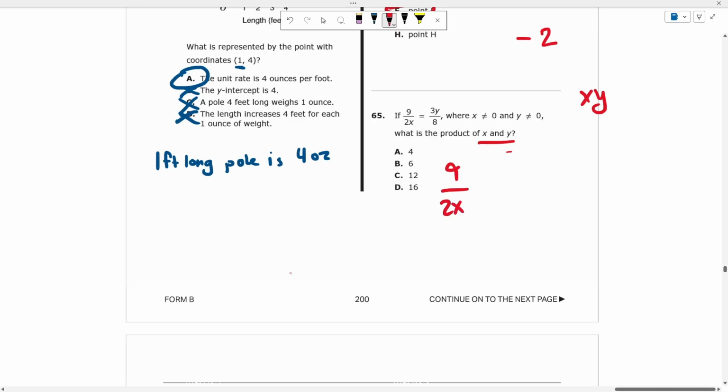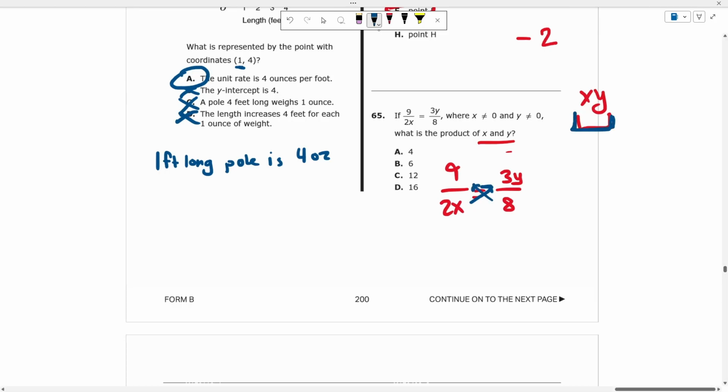So you have 9 over 2x is equal to 3y over 8. In this case, you need to cross multiply. The only way that you can get xy is by cross multiplying. Because guess what? What's across from one another? Well, x and y are across from one another. So if I cross multiply this, I'm going to be left with something that has xy in it, which is what I want to solve for.